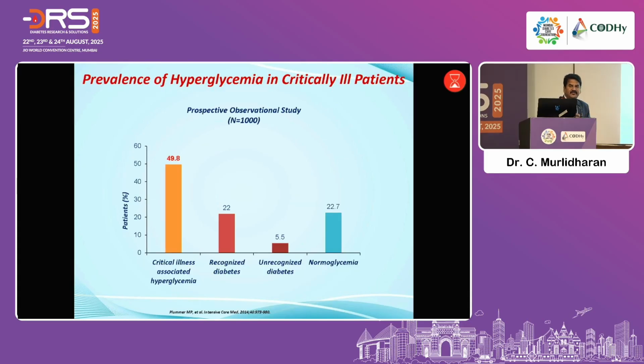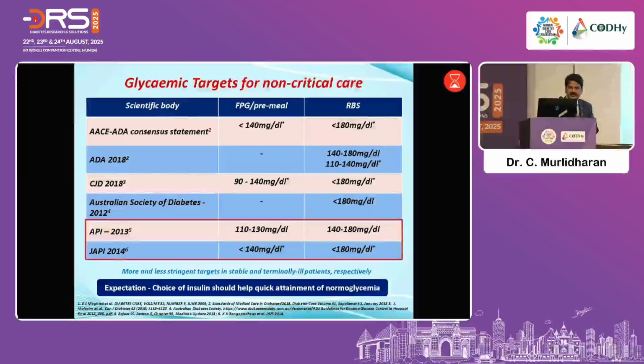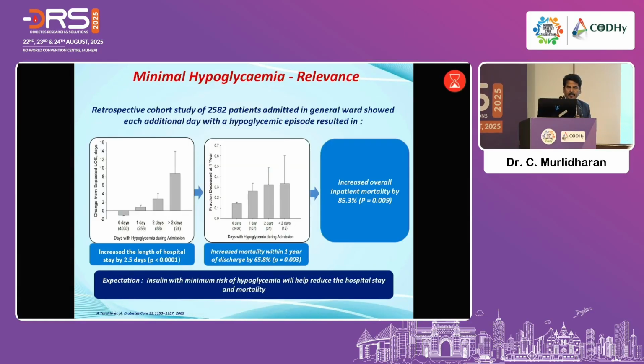Yes, hyperglycemia is very common in critically ill patients, and glycemic targets are accepted by many guidelines. Fasting and pre-meal less than 140 milligram percent, random blood sugar less than 180.